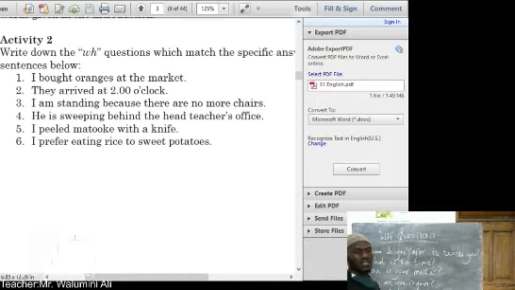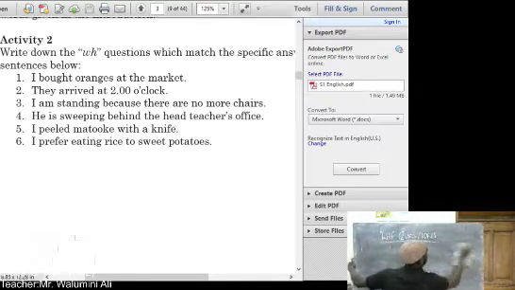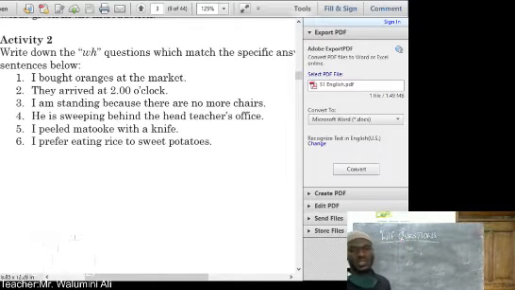Now, the first sentence is, I bought oranges at the market. You see? Now, it is asking for probably a place. So maybe your question would be, where? I'm trying to answer. Where? I bought the oranges at the market. So probably your answer would be, the sentence is, I bought the oranges at the market.